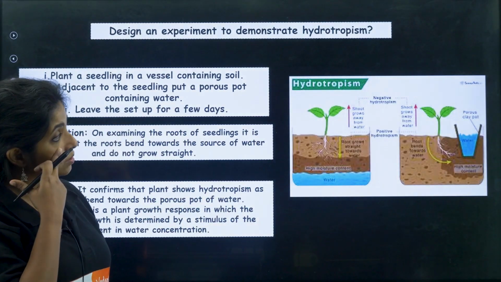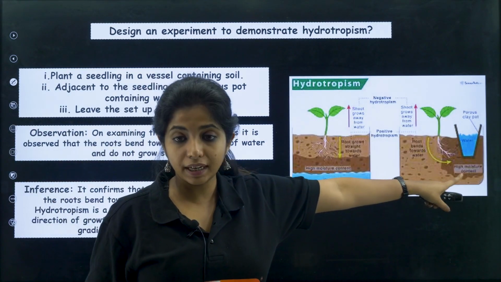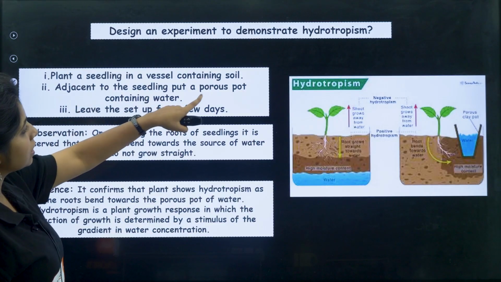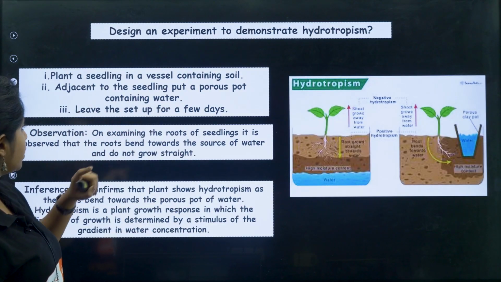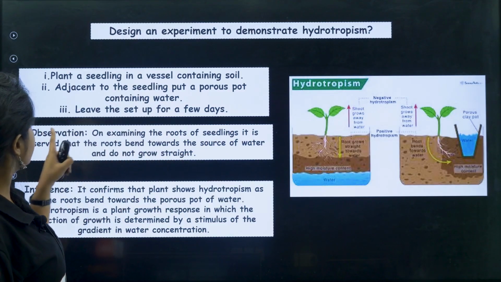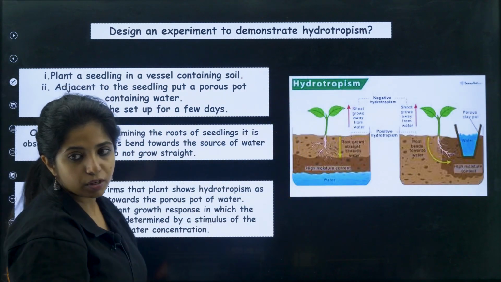Design an experiment to define hydrotropism. This is the experiment I told you. You either put water like this or you put a clay pot like this. So plant a seedling in a vessel containing soil. Adjacent to the seedling, put a porous pot containing water. Leave the setup for a few days. Observation. On examining the roots of the seedling, it is observed that roots bend towards the source of water and do not go straight. Because straight there is no water.